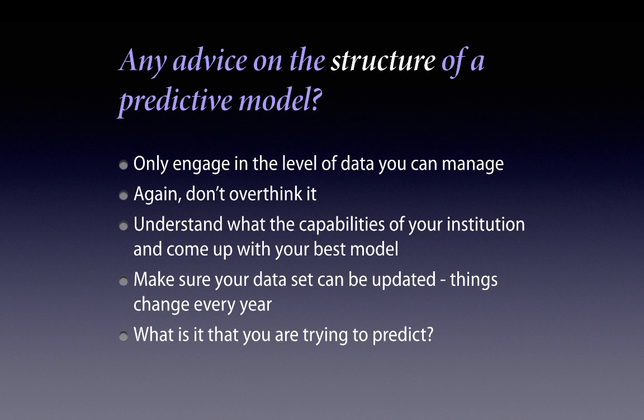So I've done a fair amount of consulting on predictive modeling for a lot of different institutions, and the first rule of thumb on this is you only want to engage in the level of data that you can manage. One of the first rules in predictive modeling is a concept called longitudinality of data. That basically means we're going to use the data to predict the future, but we're only going to use the data that we have at the point in time that we need to make a prediction. That's one of the very difficult things for a lot of schools to get their heads around.